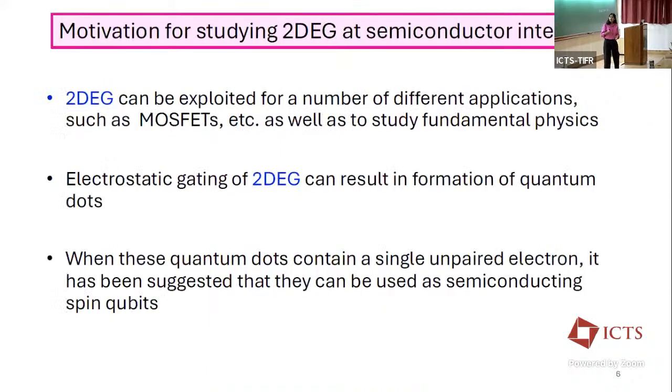So the motivation for studying 2D electron gas at these semiconductor interfaces is that the 2DEG has been exploited for a number of different applications, such as devices like MOSFETs and to study fundamental physics. And it has been found that if you gate a two-dimensional electron gas, it can result in the formation of quantum dots. And these quantum dots, if you have a single unpaired electron in them, can be used as semiconducting spin qubits.